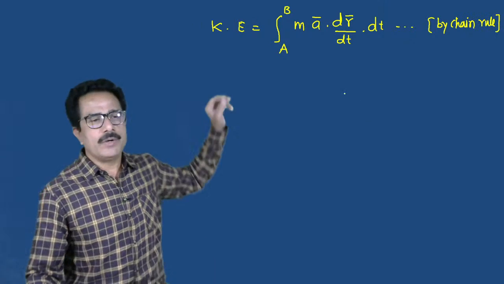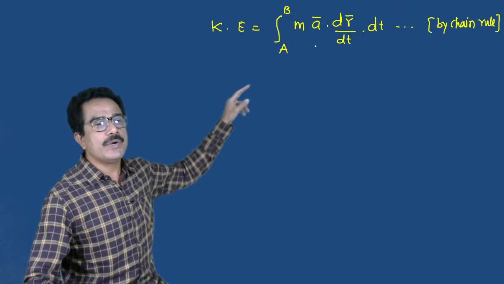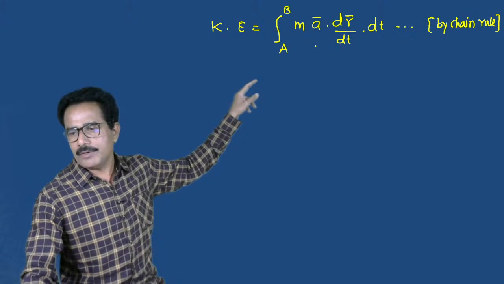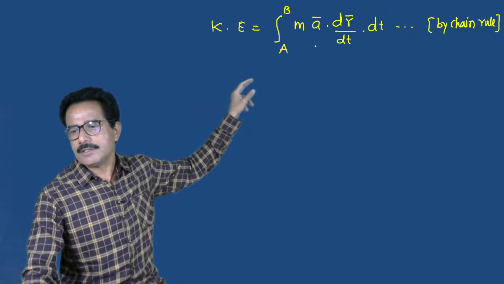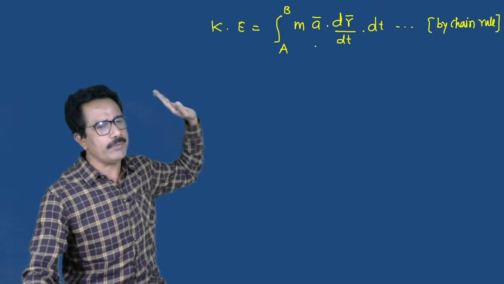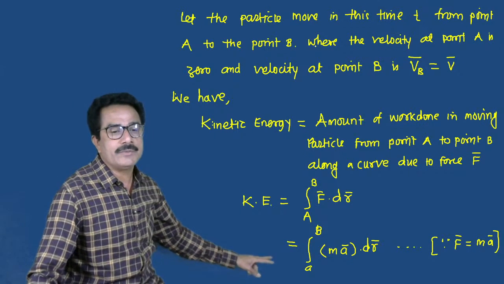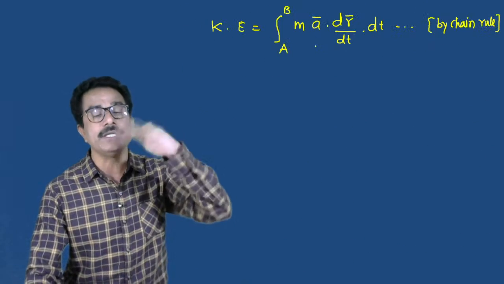Okay, so F bar means mass into acceleration, so m into a bar. Very good. Okay, we can write this. Again, here is a dr, so we can convert this dr into dr upon dt into dt.